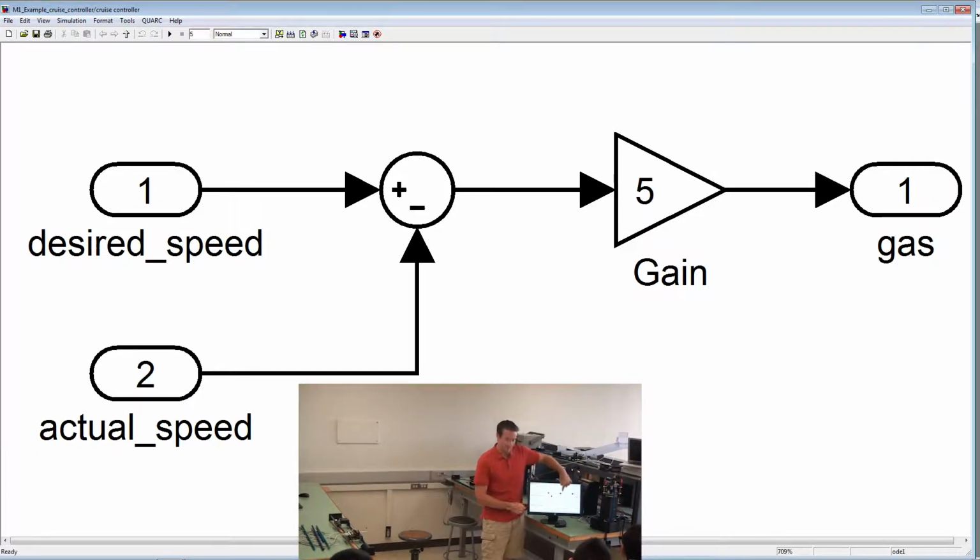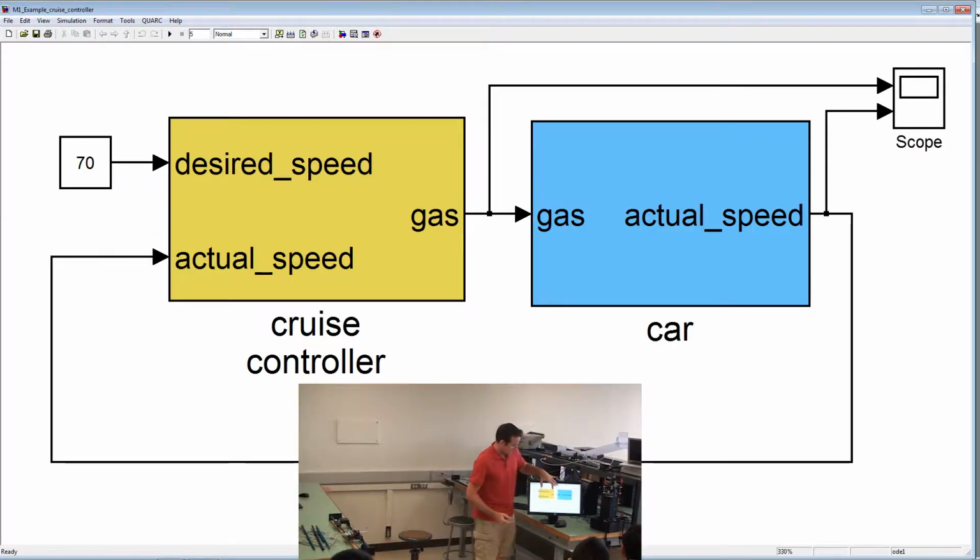Take the difference, multiply by some number called the gain, you decide, and that's how hard you push on the gas. That's that block. That goes into this car block. Let's talk about the car block.